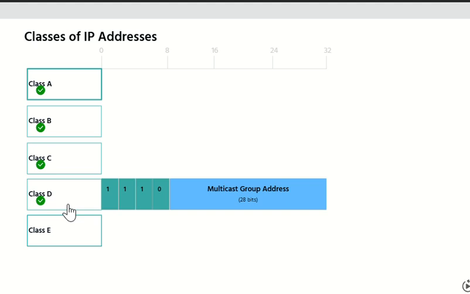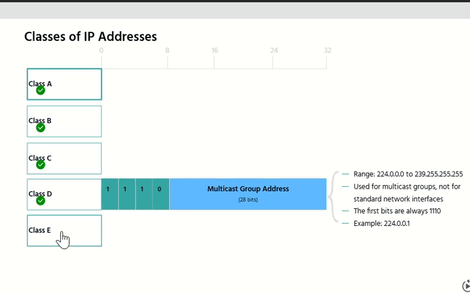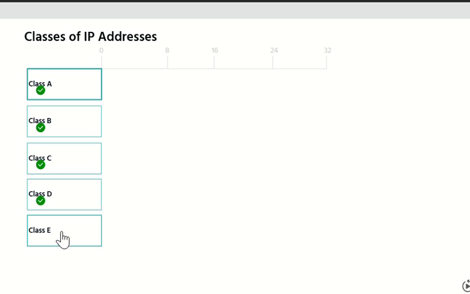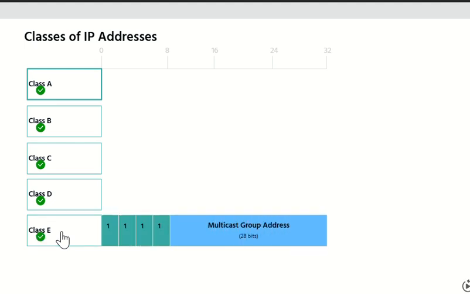Class D's range is 224.0.0.0 to 239.255.255.255. This class is used for multicast groups, not for standard network interfaces. The first bits are always 1, 1, 1, and 0. An example address is 224.0.0.1, which is a well-known multicast address. Select the next option. Class E is reserved for experimental purposes only.